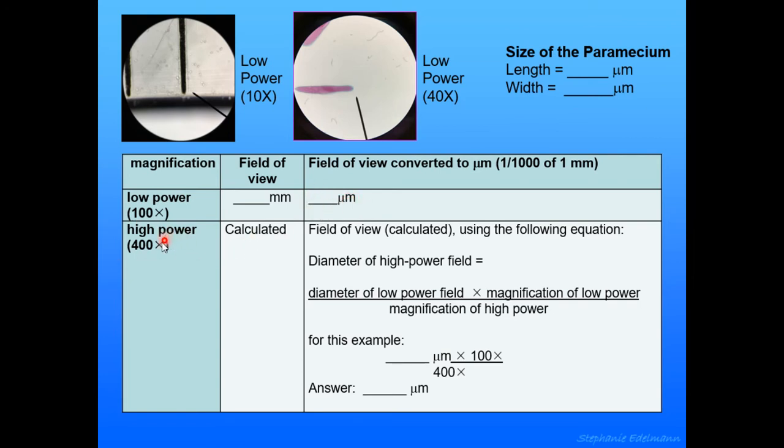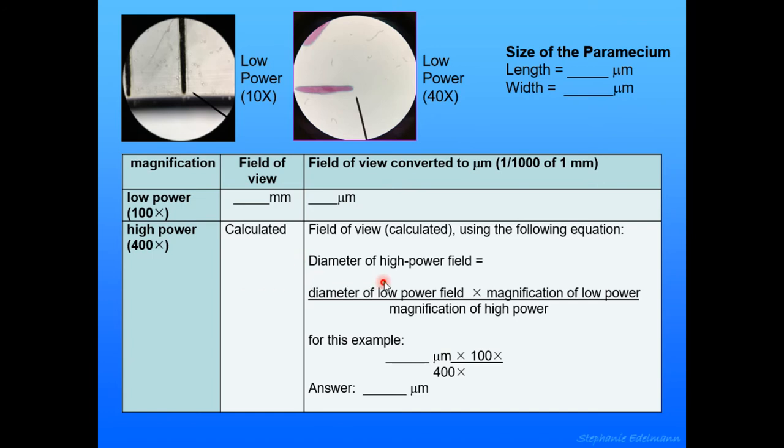Now, the high power lens we can't measure, because at low power, that's 10x, we only see one line, basically. There's no way we're going to see any lines or any divisions or make any estimations at 40x. And so this is why we're going to have to calculate this time.